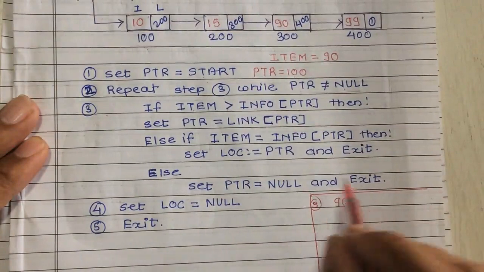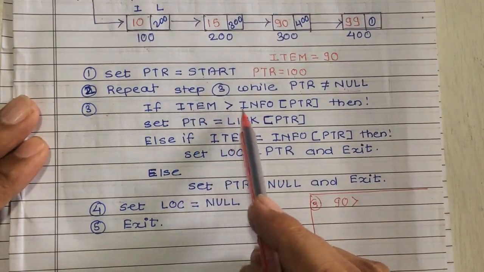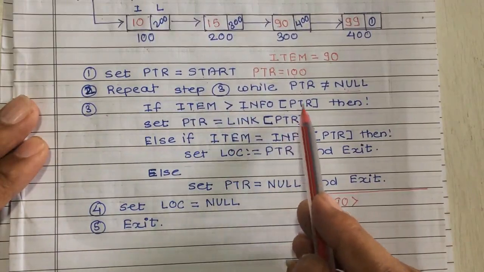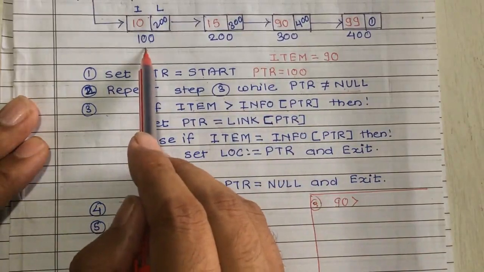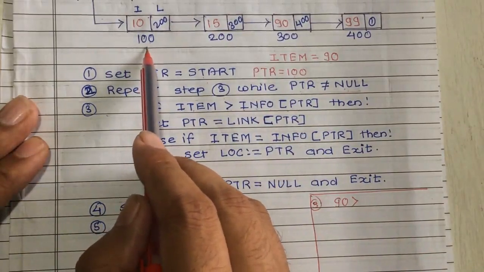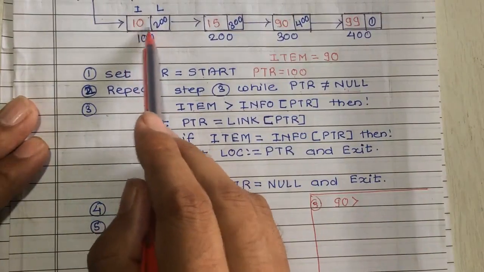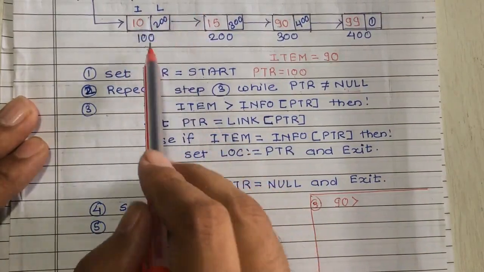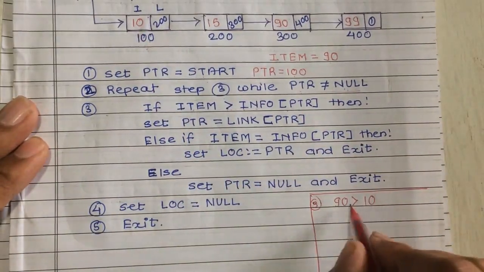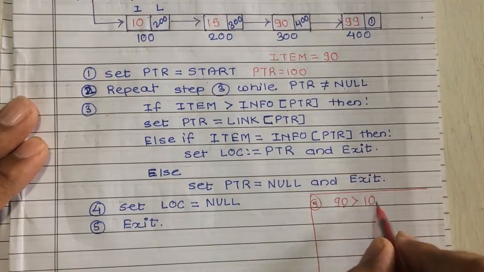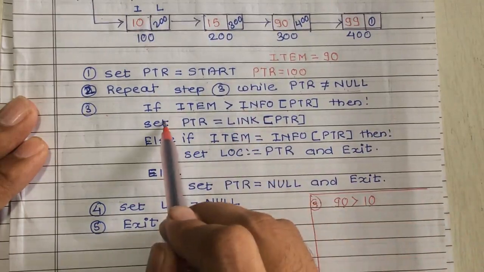90 is greater than info of PTR. The value of PTR is 100. So info of 100. This is the 100th location, and at the 100th location, the info is 10. This is the info part, this is the link part. So info of 100 is 10. So 90 is greater than 10. Yes, it is greater than 10. So the condition is true. Control will come inside this if.